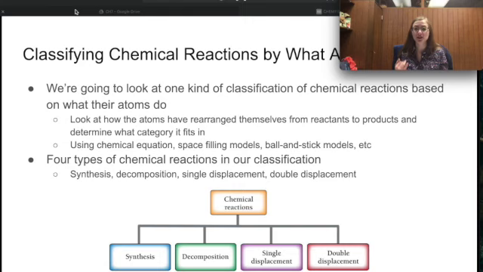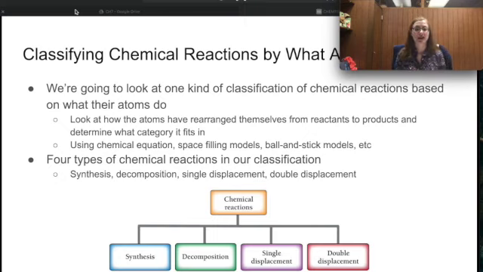doing. The book does bring up redox reactions, acid-base reactions, gas evolution. We're not going to talk about those until later in the semester. It's good information to have. It's a good read. But I'm more worried that by the end of this chapter, right now specifically, you're able to classify chemical reactions by what the atoms are doing, okay?